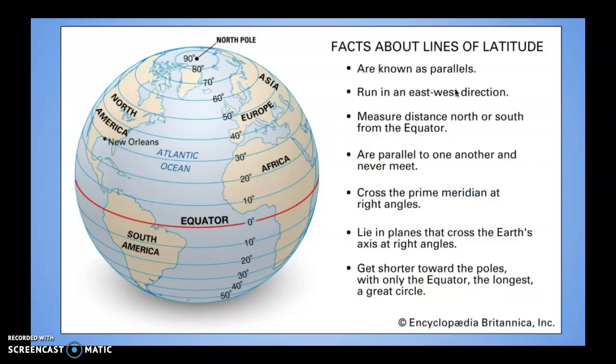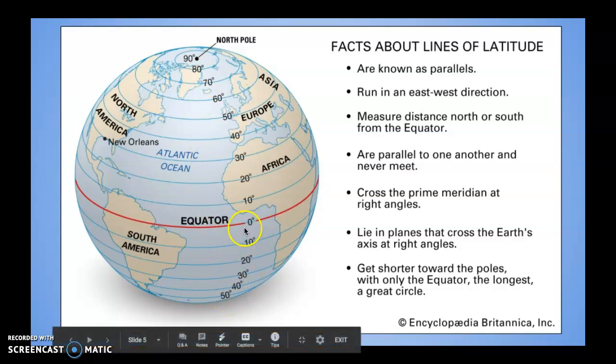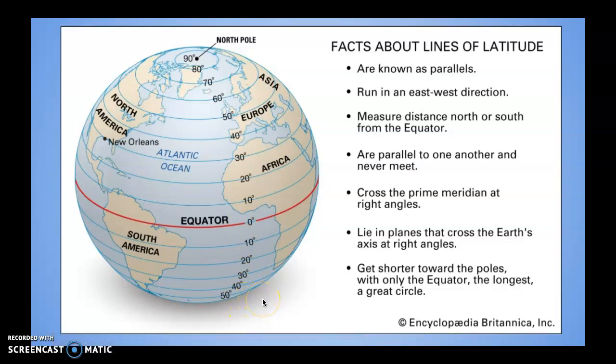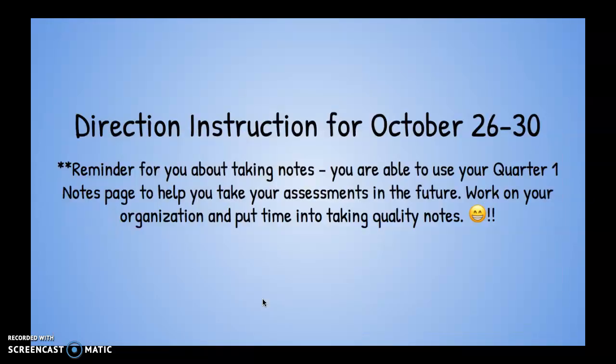In that big, thick red line is the equator, and then continuing north are the lines of latitude that say how many degrees north something is from the equator, and then going down 10, 20, 30, 40, 50, that's how many degrees south of the equator something is. So we finished off there for our notes last week.